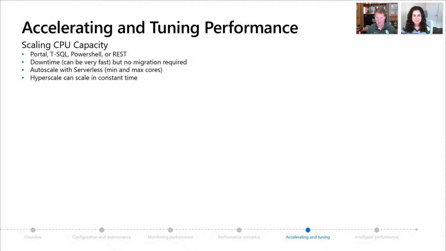Here's the cool thing about Azure SQL. You can scale CPU capacity dynamically, very easily, with general purpose or business critical or even hyperscale, using the portal, using T-SQL, which I'm going to show you, PowerShell or REST. And the downtime can actually be very fast with no migration required. You don't do the migration part. In fact, what we try to do when we scale is wait to the last possible second to shift you over to the new deployment so that your downtime is very minimal.